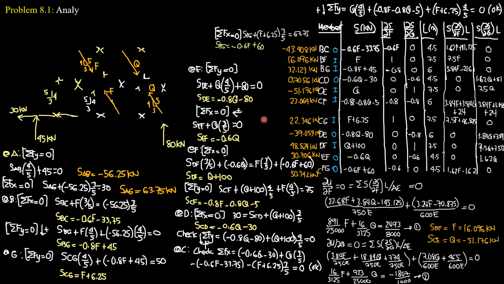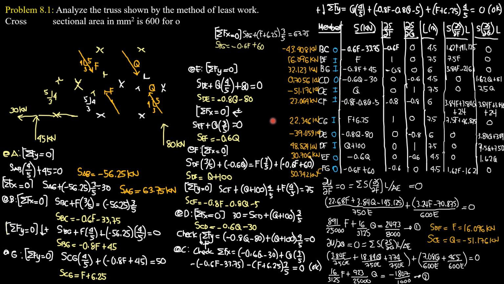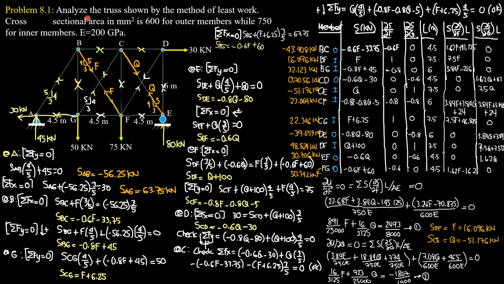Hello students, here is an example on an indeterminate truss solved by the method of least work. Analyze the truss shown by the method of least work. The cross-sectional area is 600 millimeters squared for the outer members, these members here, and 750 for the inner members. The modulus of elasticity is 200 gigapascals.